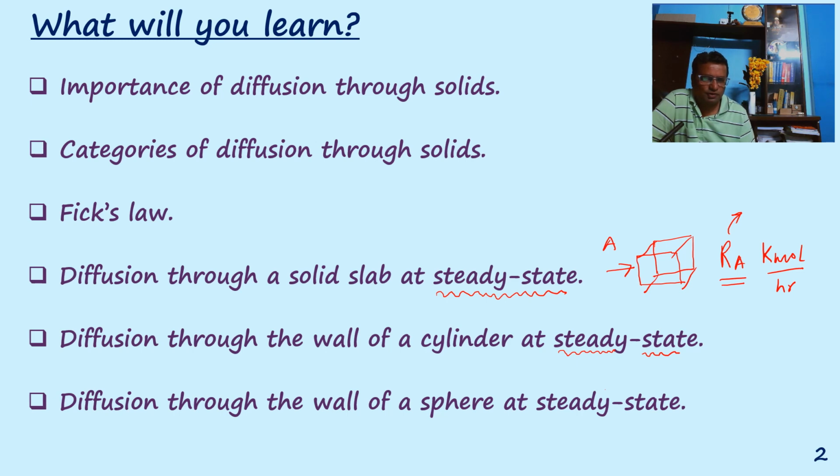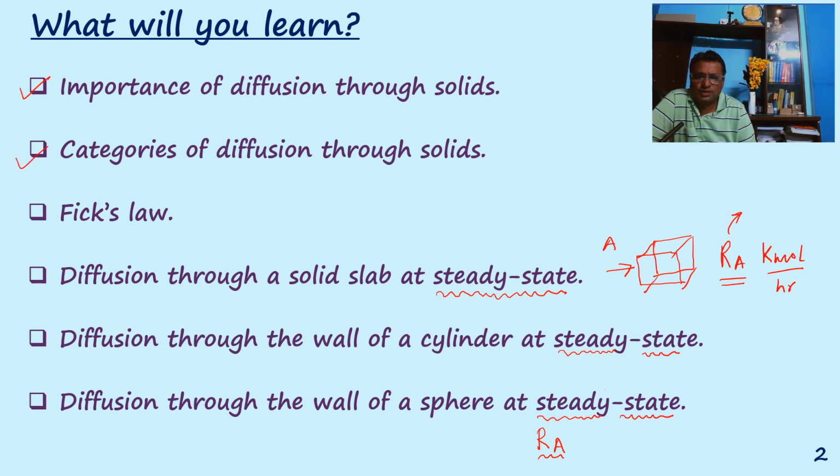So here also we will be getting an equation for calculating rate of diffusion through the wall of the sphere, that is Ra. And again, this Ra will not depend on time, that is, it will remain constant, it will not change with time. So this discussion will be at steady state.